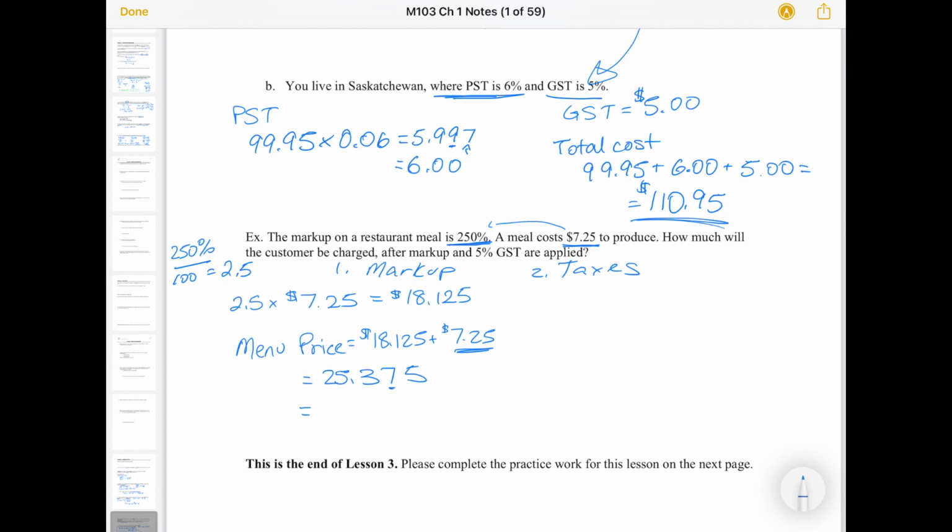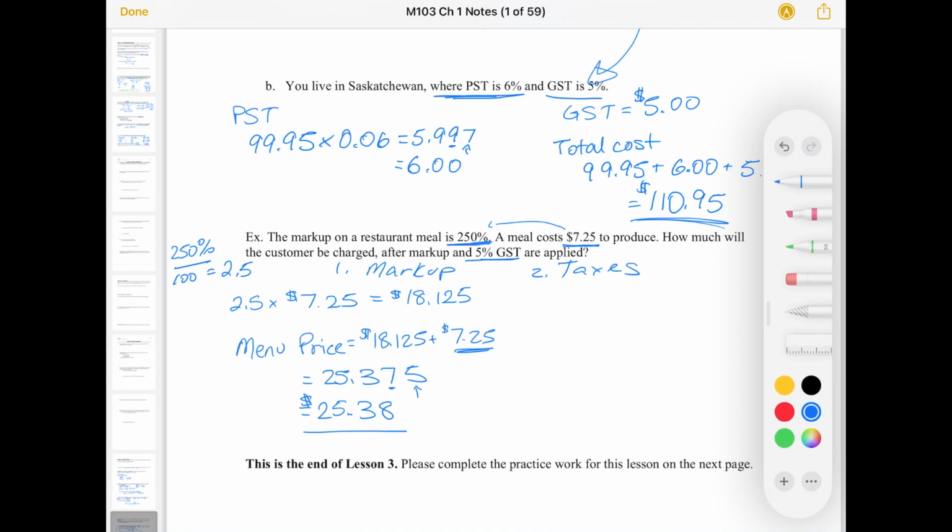Now, at this step here, we could round, right? I should only be going to the hundredth place or to the cent. So it's 25.37, but I need to round up because I've got a 5 next. So to the nearest cent, this meal is going to cost $25.38. And that's going to be the menu price per se. Now I need to add taxes.